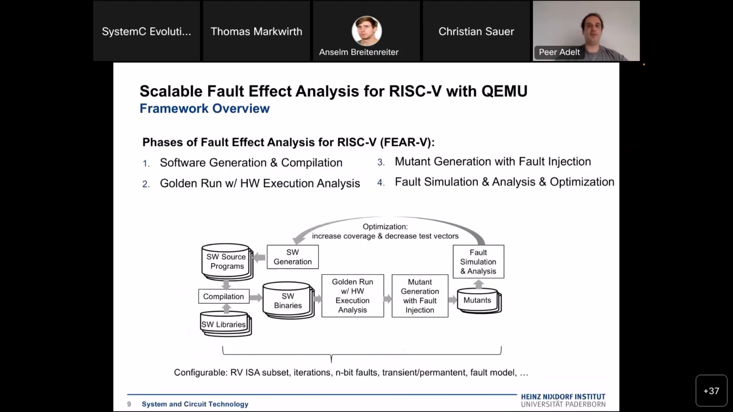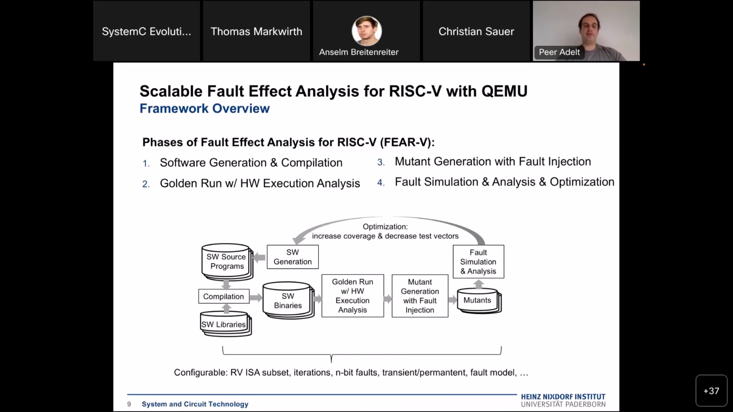Okay, so for our approach, we call it the fault effect analysis for RISC-V, or abbreviated FEAR-5, and it works in 4 phases. The first phase is basically the generation of the test vectors, or as we call them, test software. There is already test software available, which we call libraries. We can also generate software and compile it.